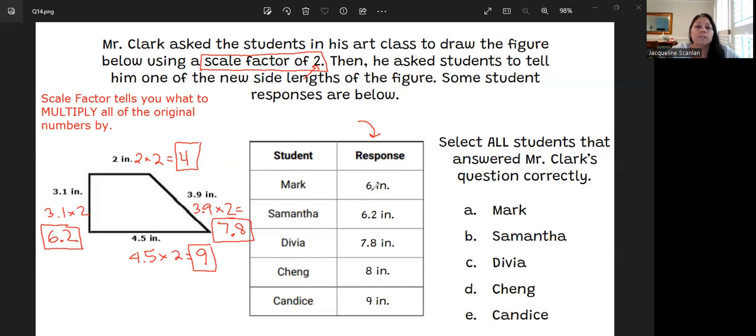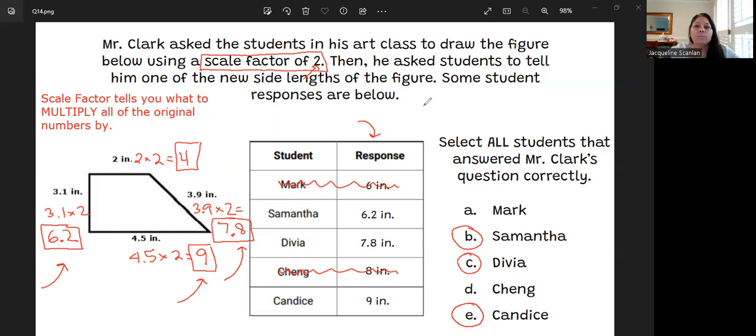Mark said that one of the side lengths is going to be 6 inches. Because I don't see the number 6 boxed anywhere, I know Mark's response was incorrect. Samantha gave a response of 6.2 inches, which was right here, which means Samantha did give a correct answer. Divya gave an answer of 7.8, which is right here, which means Divya got the correct answer. Chang gave an answer of 8 inches, and I don't see the number 8 boxed anywhere, so Chang did not get it right. And finally, Candace gave an answer of 9 inches, which is right here. Therefore, Candace also gave a correct response.